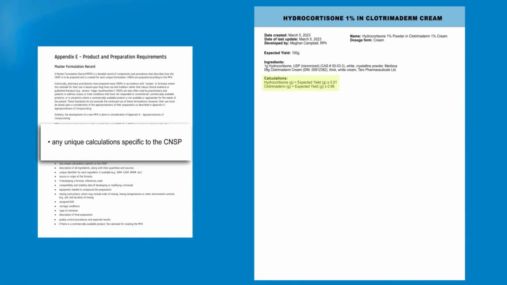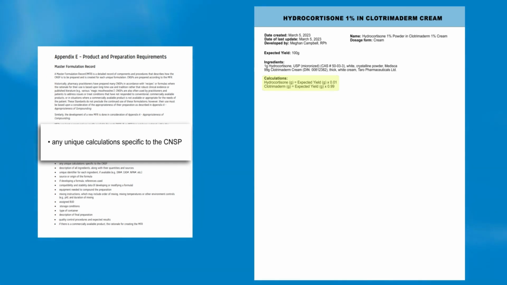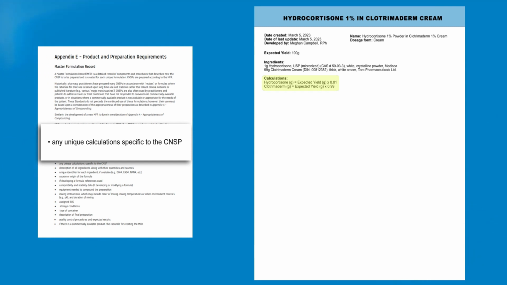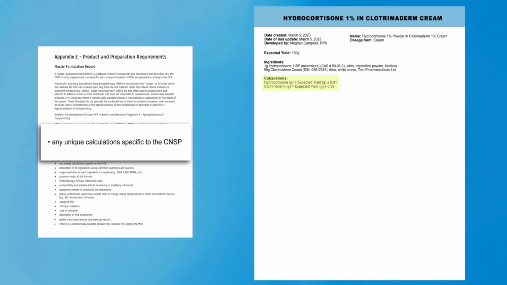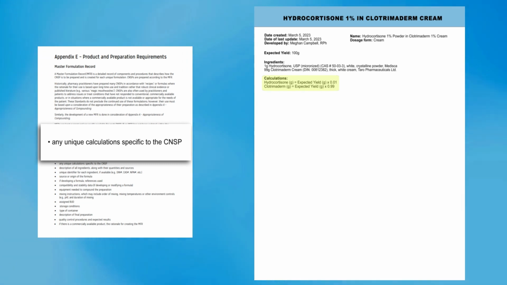When expected yield is equal to the quantity being dispensed for a particular prescription, the quantities in the MFR should match the quantities on the compounding record. If the quantity dispensed is different than the expected yield in the MFR, the ingredient quantities will be different on the compounding record, but the calculations in the MFR can still be used to ensure the compound file is set up correctly and the quantities listed are correct.